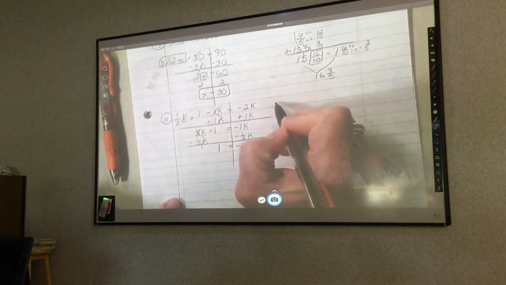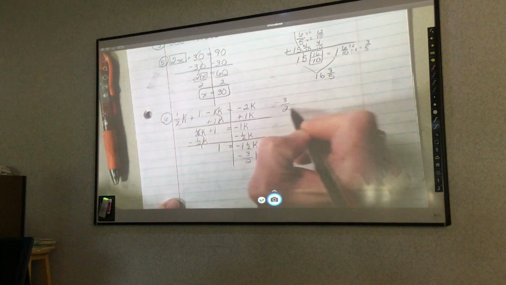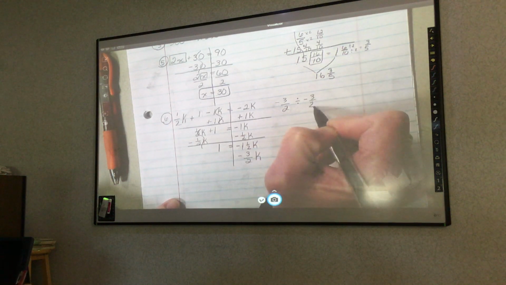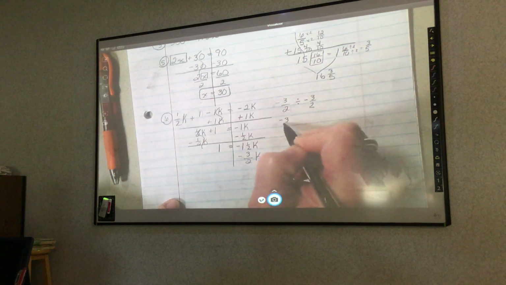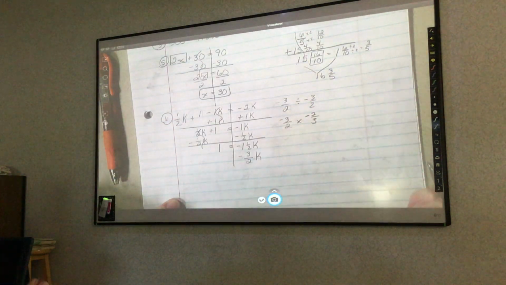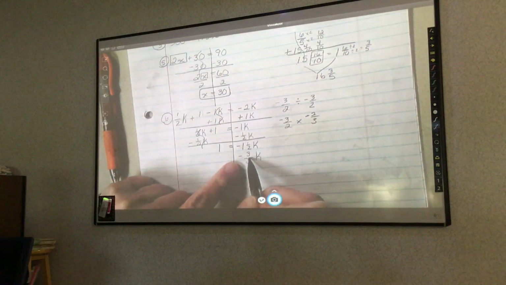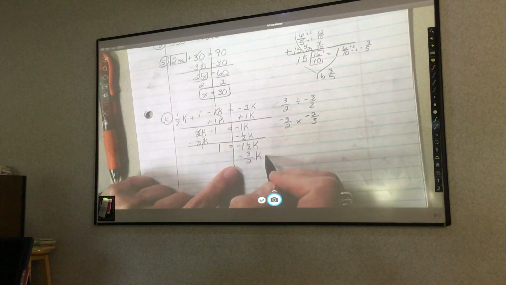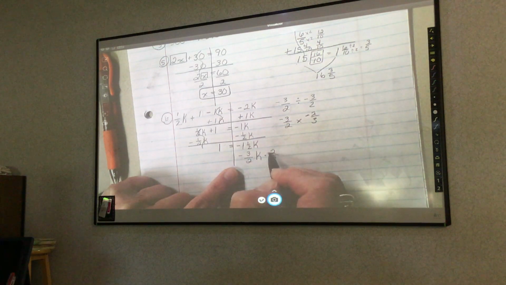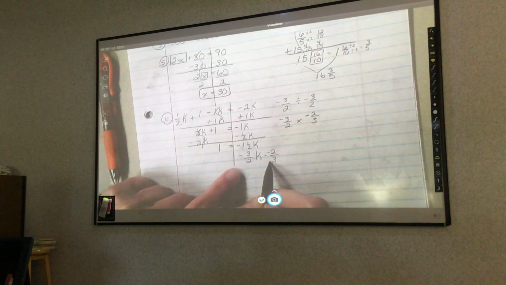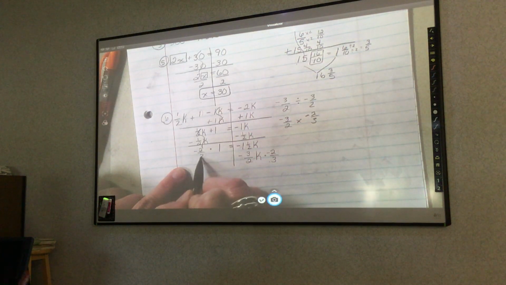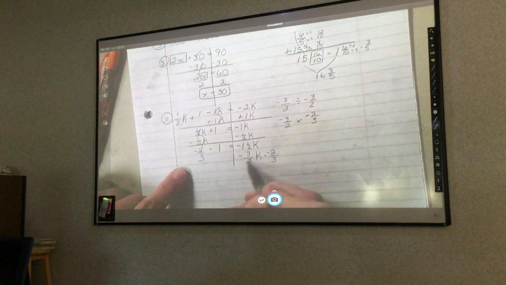Now look here. If I take a negative 3 halves divided by a negative 3 halves, it's like saying a negative 3 halves times negative 2 over 3. So if I'm dividing by this fraction, it's really just like multiplying by that fraction just flipped. And if I multiply this side by that fraction, I have to multiply this side by that fraction. Do you see how they cancel each other out?